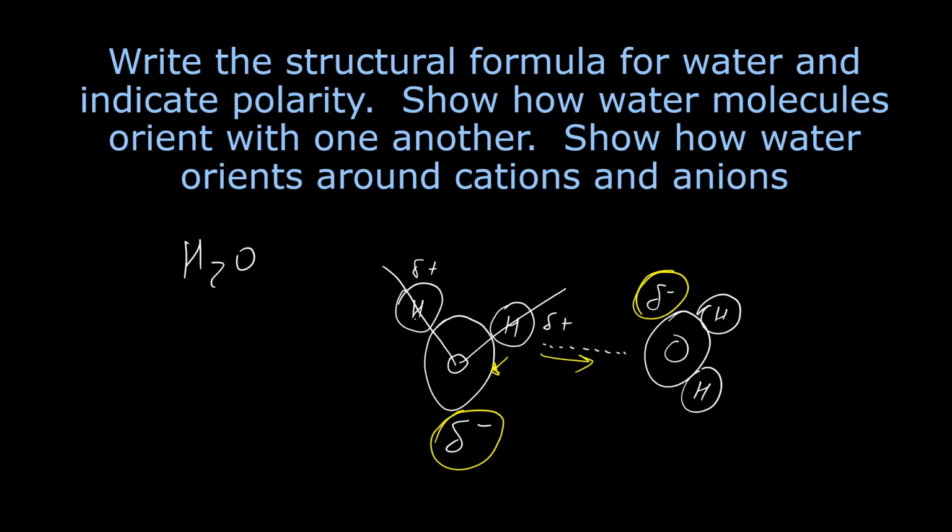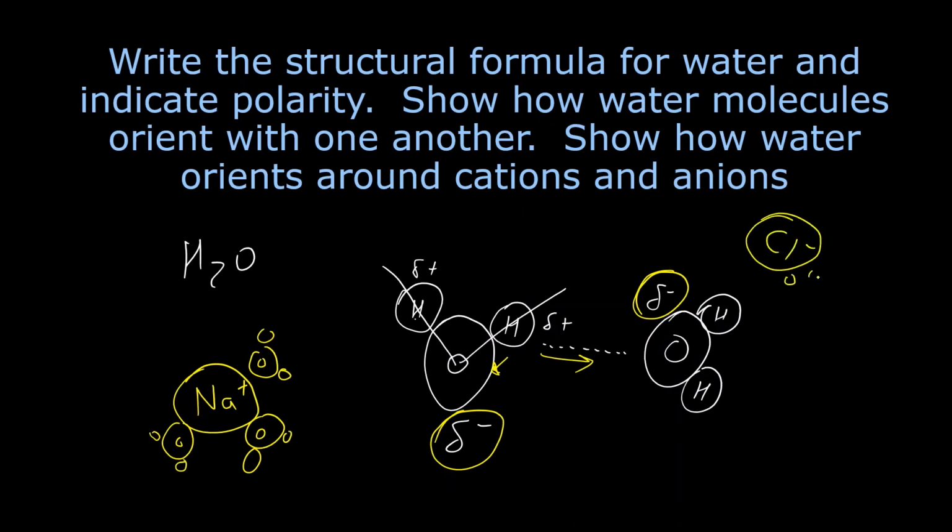Show how a water molecule would orient around a cation and an anion. Okay, something like this. We could have a cation, like sodium, and you would find the oxygen portion of the water molecule, the negative part, around it, like so. However, if you had a chloride ion, I'll draw it over here, the hydrogens would be associated with it because they are the positive part of that polar molecule.